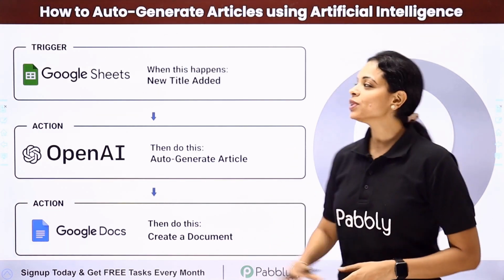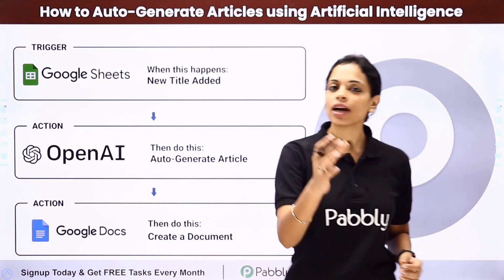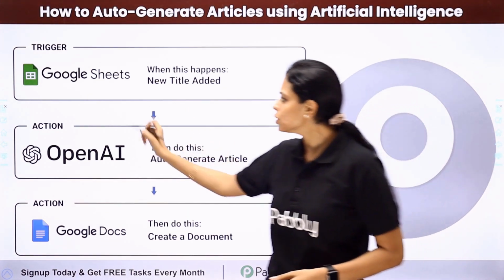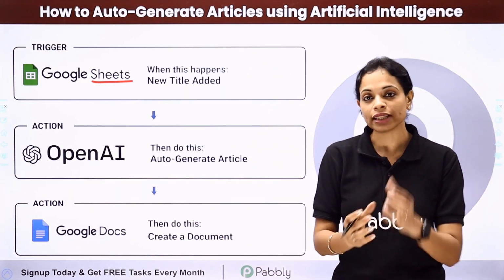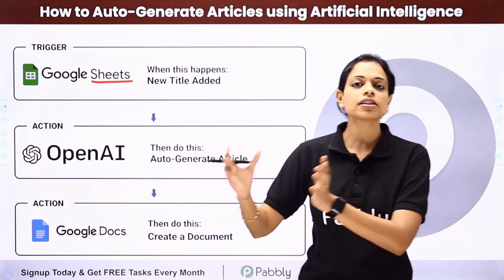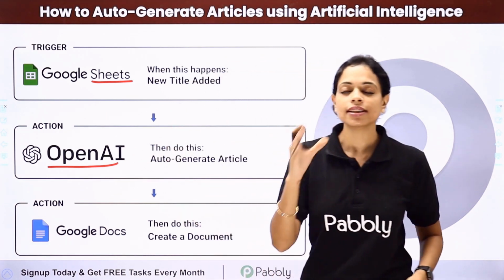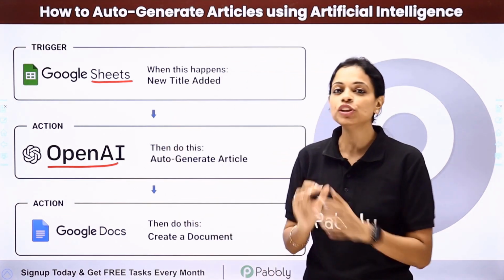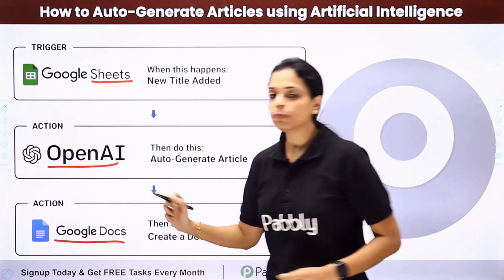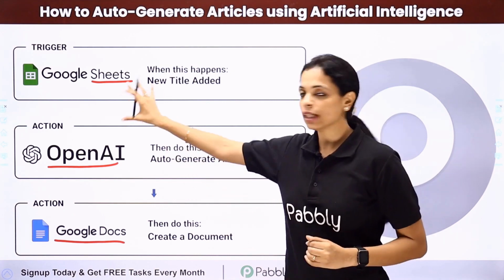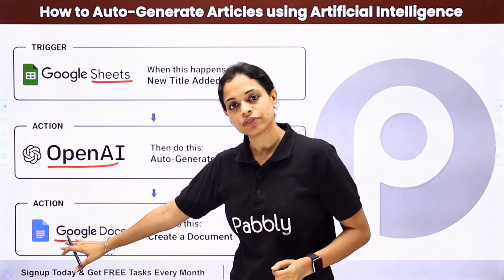In this video, we are going to see how to auto-generate articles using artificial intelligence. So let's say you have got certain titles which are part of your Google Sheet or any other spreadsheet. And every time a new title is added there, you want that with that title, automatically an article should be generated. The same can be done using OpenAI, which is an artificial intelligence and deployment company and helps you efficiently in creating content. And then you want that a document should be created under the name of the same title, and this particular information, the article that you have just received, should become a part of that document.